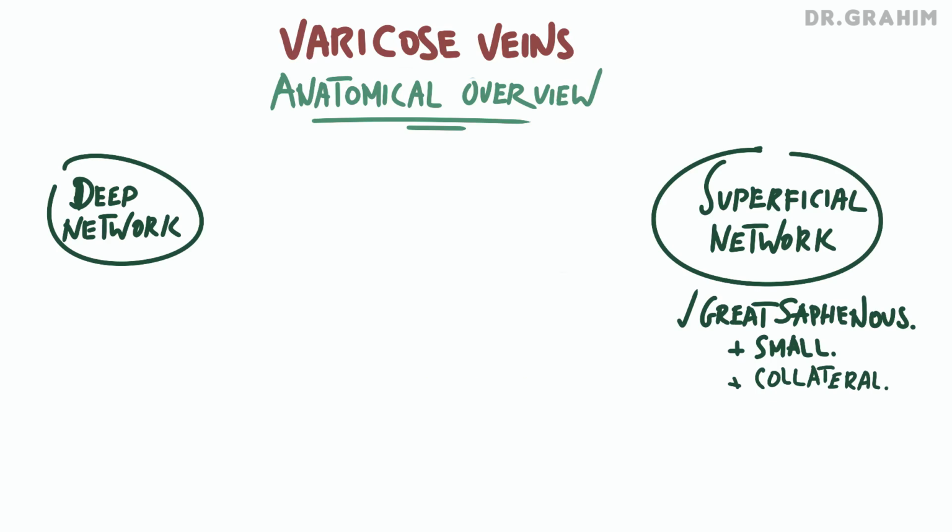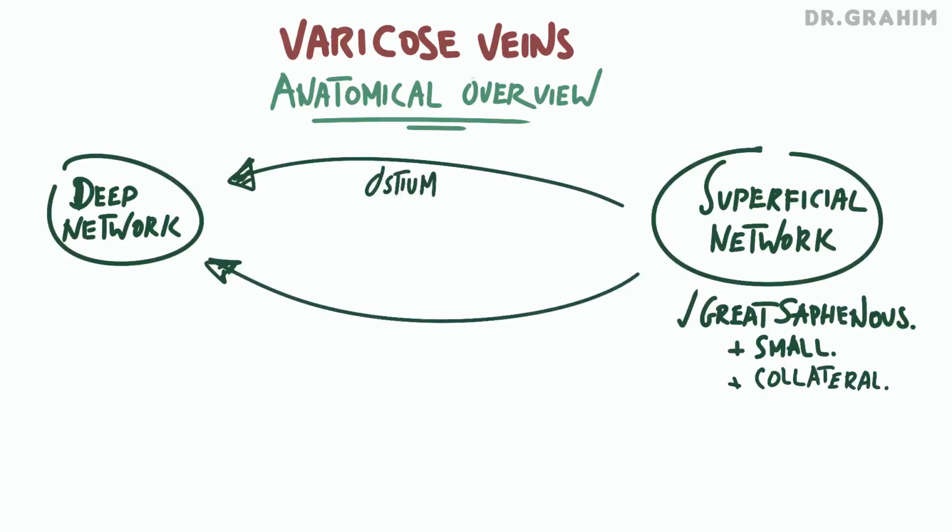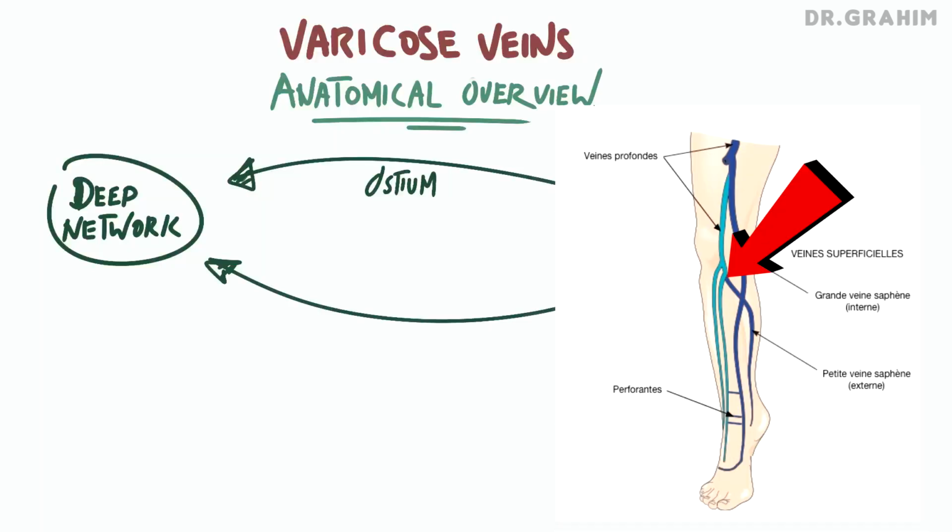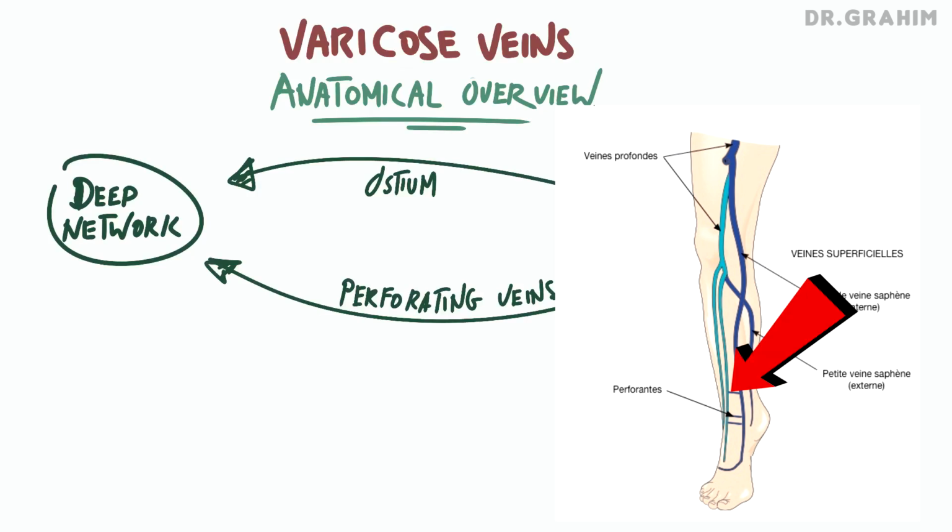The superficial network drains into the deep network through the saphenous junction, or what we call the ostium, which is a junction where the superficial veins connect to deep veins, and also through perforating veins that allow blood to flow from the superficial network into the deep network.